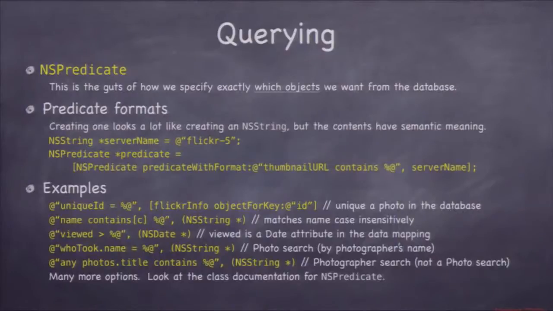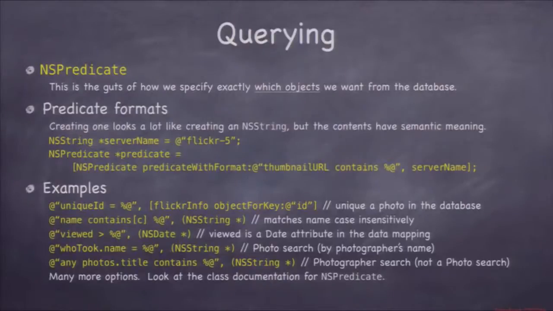Obviously, you have equals. So you can say unique ID equals %@, maybe the Flickr photo's unique ID. You can say name contains[c]. That means contains case insensitively. Okay, so that's part of the thing. You can have greater than and less than. So if I had a date property called viewed, I could say if viewed is greater than a certain date, like today's date, for example, or it would be, I guess, less than today's date, or less than today's date minus 24 hours, or whatever. So you can use greater than and less than.